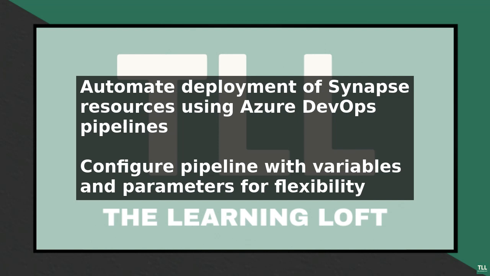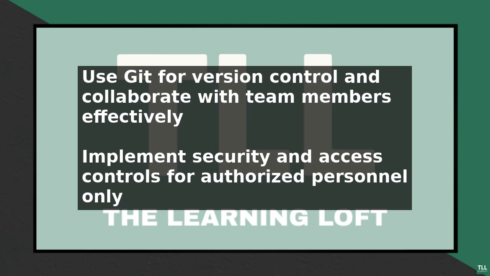Best practices for Azure Synapse DevOps integration include using separate environments for development, testing, and production, and implementing continuous integration and continuous deployment pipelines to automate the deployment process. You should also use security and access controls to ensure that only authorized personnel can access and modify your Synapse resources.